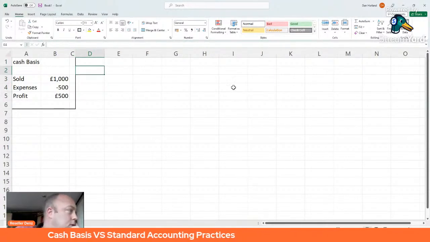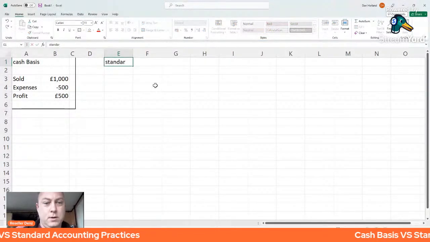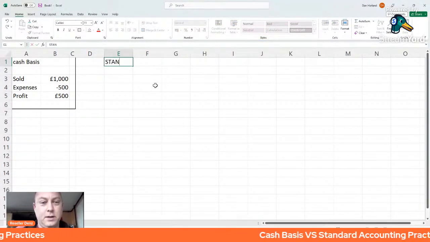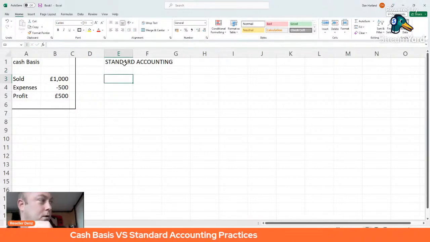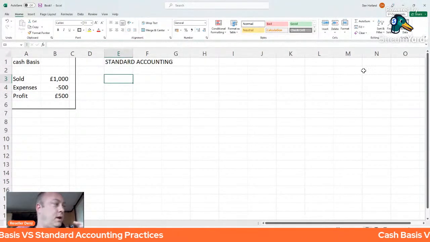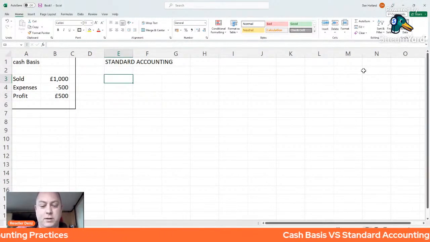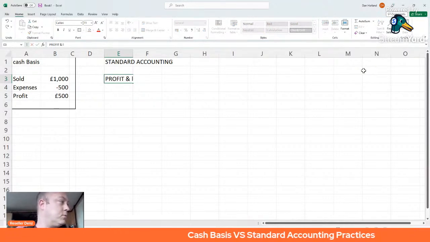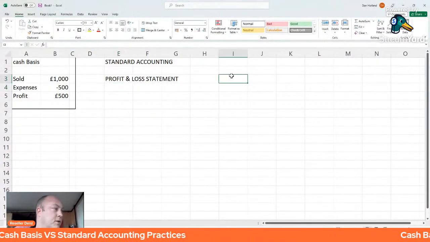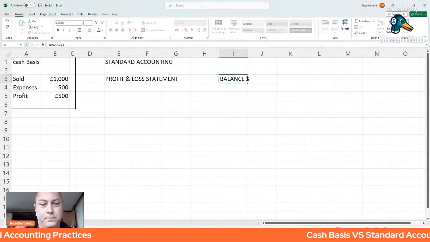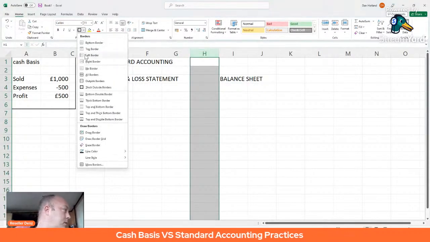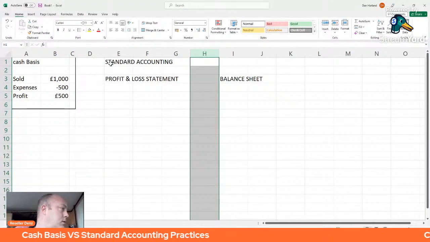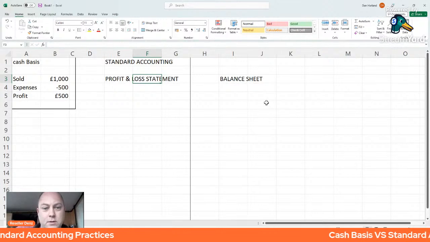Right. Standard. Now this is going to be slightly different, right? And we're going to have to build this up as we go along. So, in standard accounting practices, you've got something called a profit and loss statement, and we'll move these over here. And you've got a balance sheet, and we'll put a big line down the middle. Right. So these are two separate things.